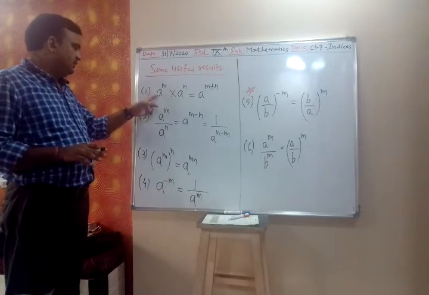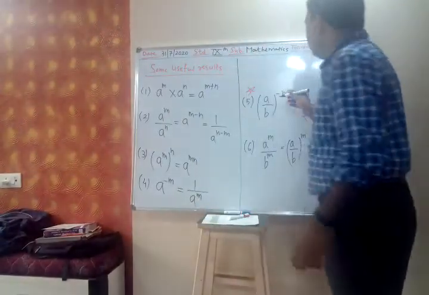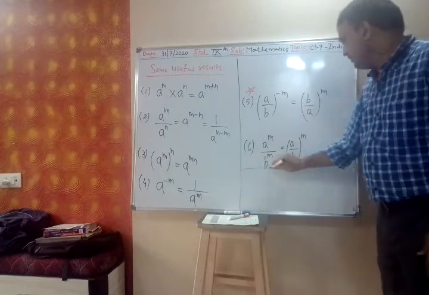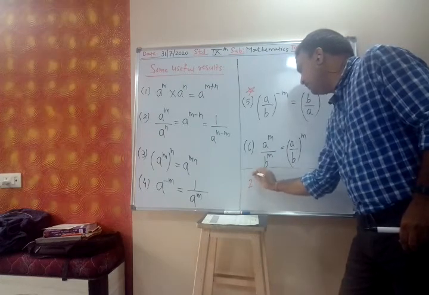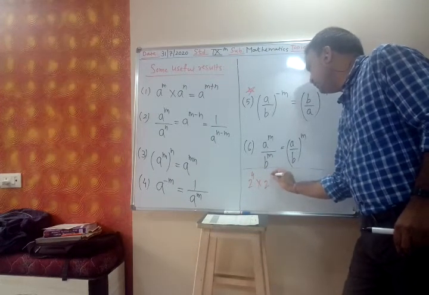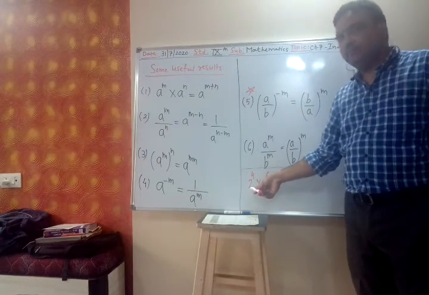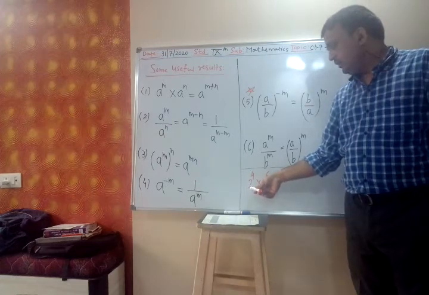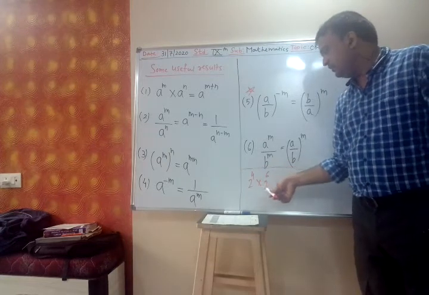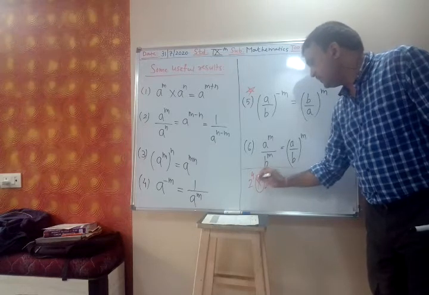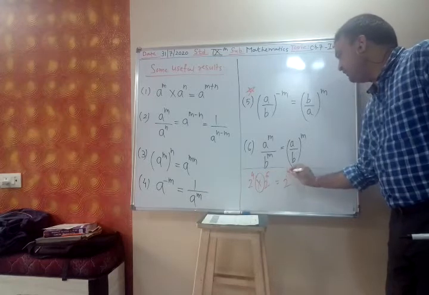First and third. This is a raised to m into a raised to n. Let us take one example. For example, 2 raised to 4 into 2 raised to 6. 2 raised to 4, what is the base? 2. Base is 2, power is 4. What is the base? 2, power 6. So whenever they have the same base and there is multiplication, we take the same base 2 and add the powers. 4 plus 6 is 10.